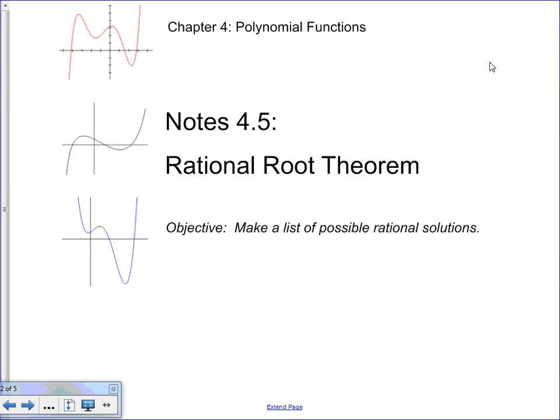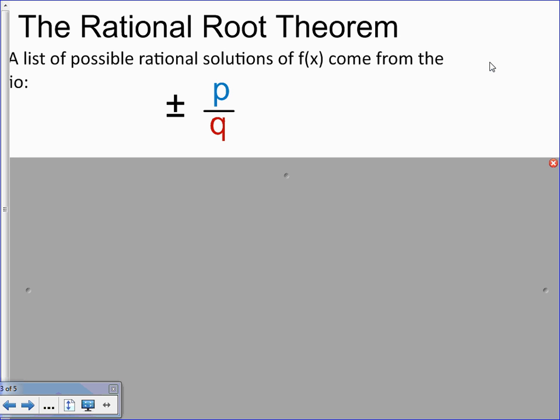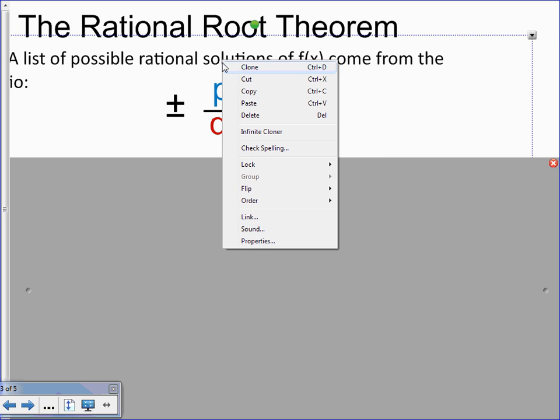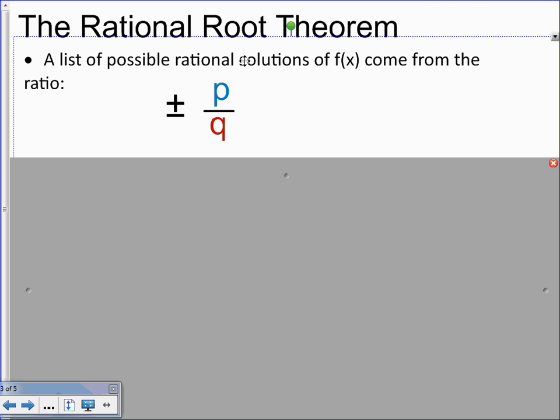And that will have a big connection to what you did on Friday with the sub and what we took notes over on Thursday last week with synthetic. Okay. So here's our rational root theorem, and I'm going to slide these words over. The rational root theorem is a list of possible rational solutions for f of x that come from the ratio plus or minus p over q. And I'll tell you what p over q are momentarily.